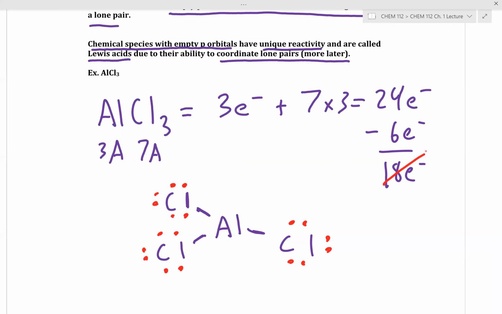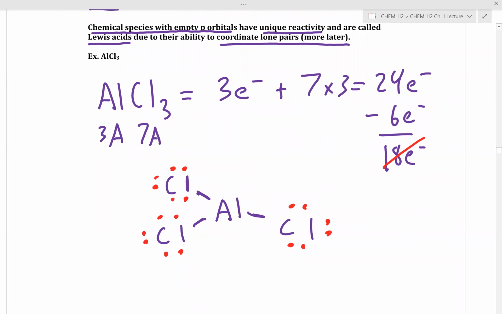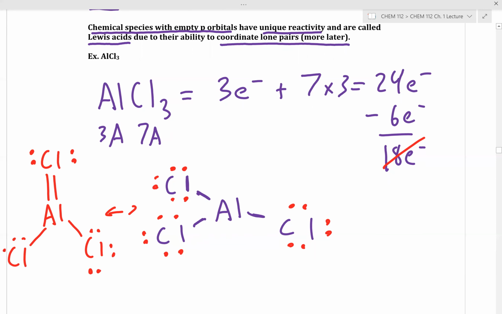Now, you may say, why don't I form a double bond to give aluminum a complete octet? Well, let's try that. Let's suppose that we write out a structure for aluminum trichloride that contains an aluminum chlorine double bond. Now, in 101 or 102, this would be perfectly A-okay. There wouldn't be any major issues with proposing this structure.